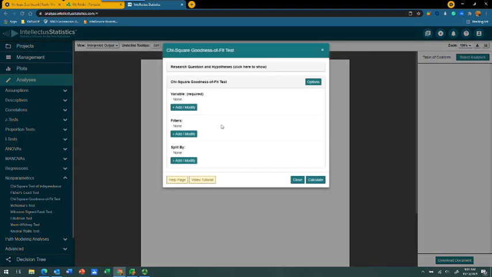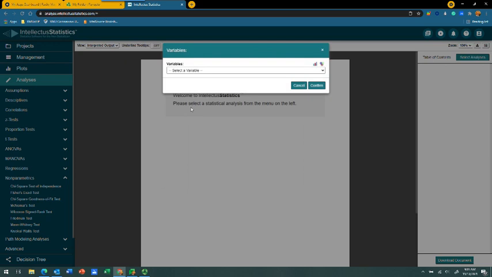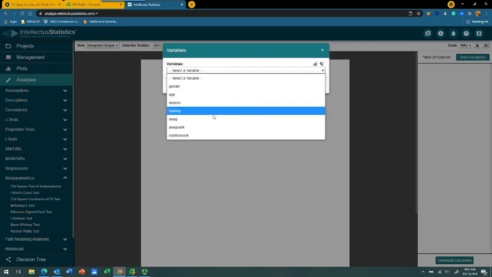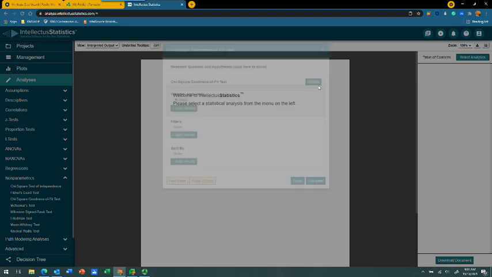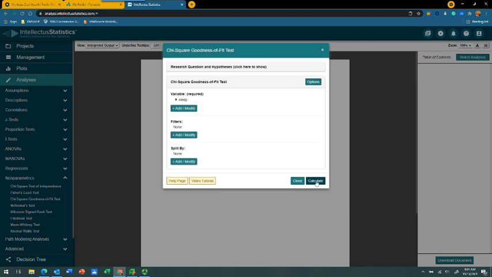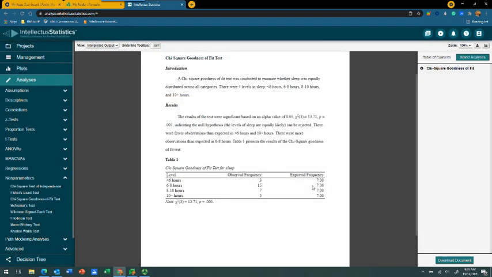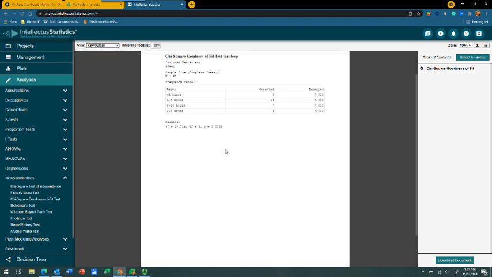Since we're only working with one variable, we just need to add the variable that we're interested in. In this case, it's sleep. Then we're going to click confirm on that, and then click calculate. The output we're going to get is fairly simple, and we're going to look at the raw output. What we can see here is a frequency table. Because we had 28 people, the expected frequencies for 4 categories was 7 people in each category.